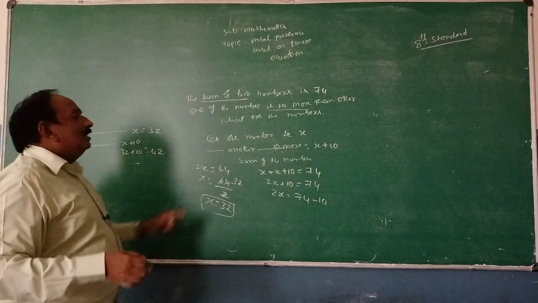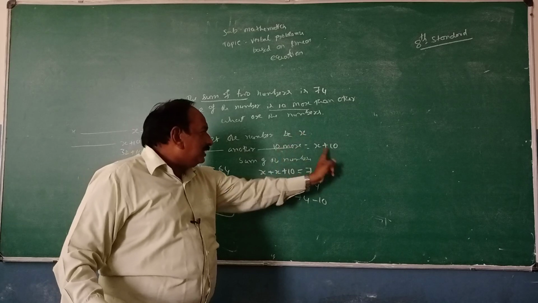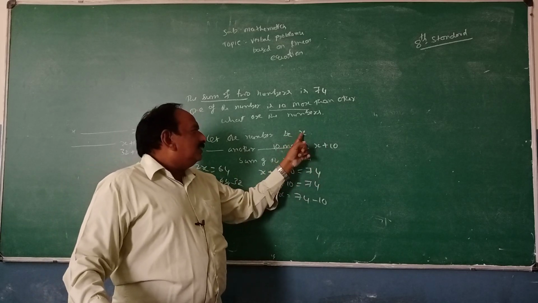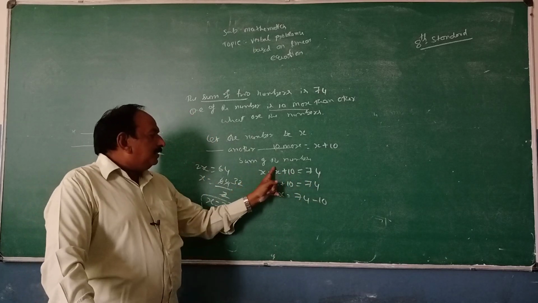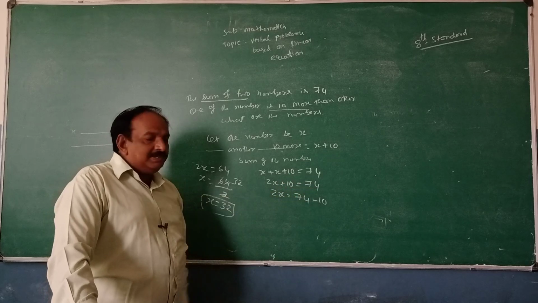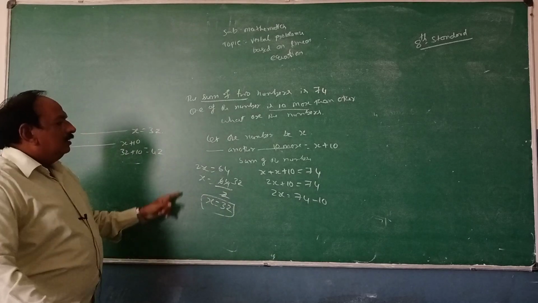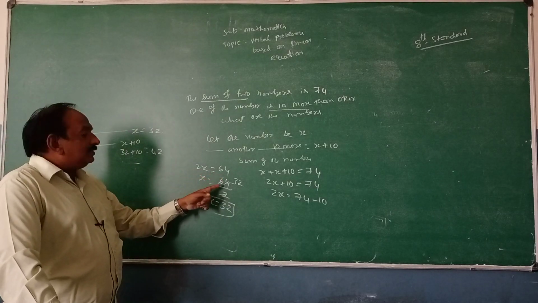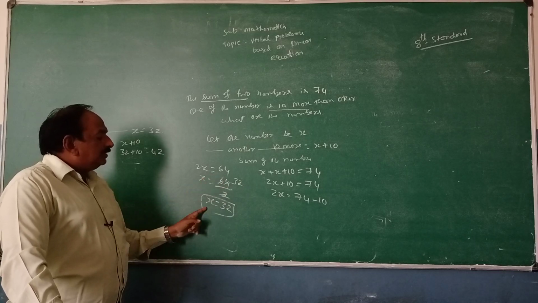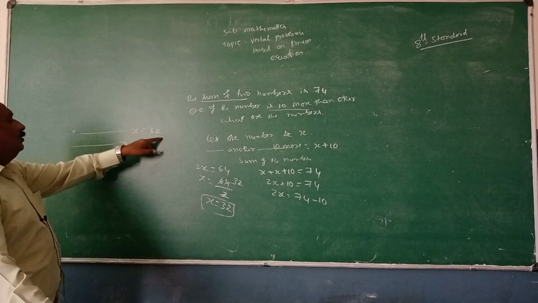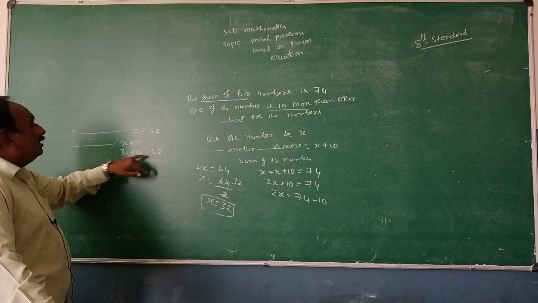What are the numbers? Let one number be x. The other number is 10 more, which means x plus 10. The sum of this number and this number, x plus x plus 10, is equal to 74. 2x plus 10 is equal to 74. 2x is equal to 74 minus 10, which is 64. x is equal to 64 by 2. x is equal to 32. The other number is x plus 10: 32 plus 10, 42.